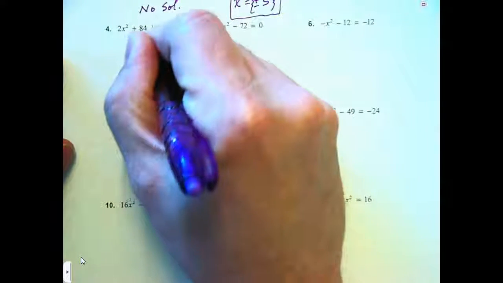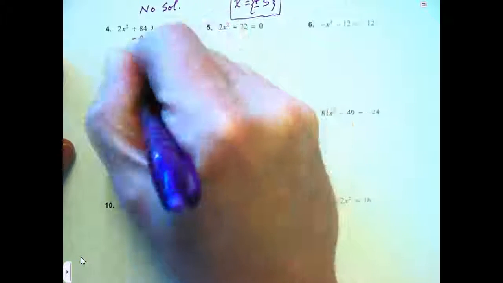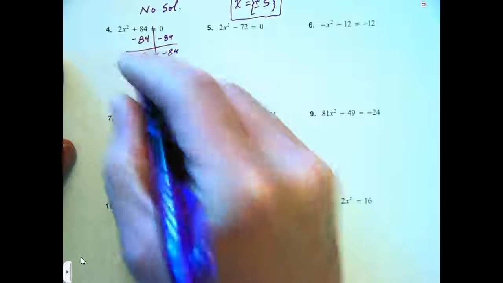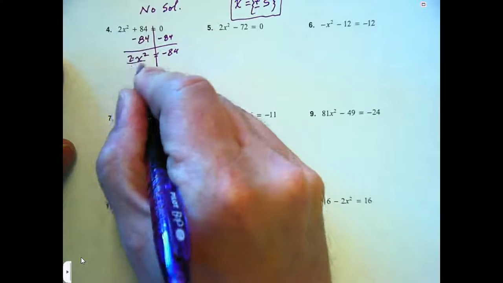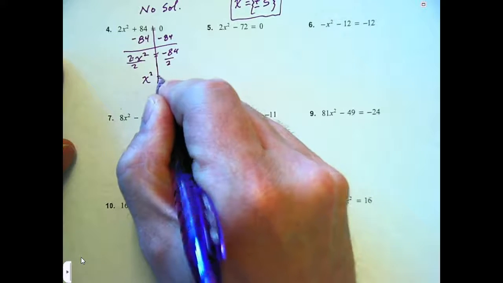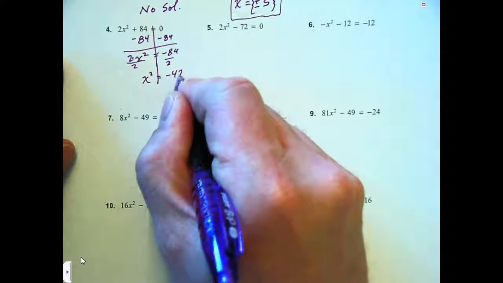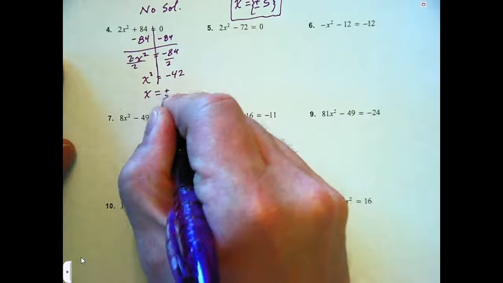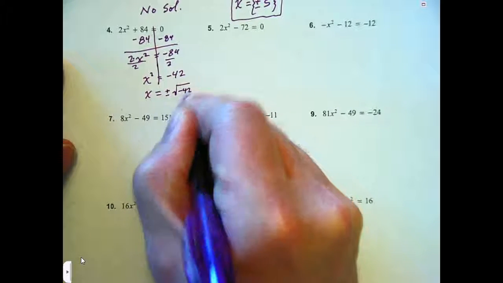Subtract 84. You get 2x squared is equal to negative 84. And then to get rid of that 2 out in front, they're multiplying by 2, so we have to divide by 2. So you get x squared is equal to negative 42. However, when you take the root, you can't take the root of a negative. Therefore, it is no solution.